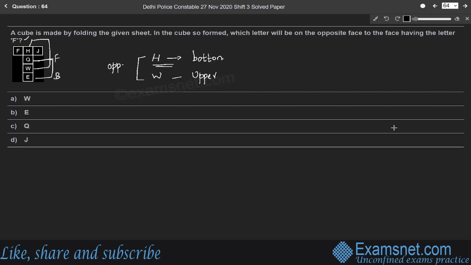So Q and E are opposite faces. J will be the right face and F will be the left face. Therefore, the face opposite to F is J. F and J are opposite. Therefore, option D is the right answer.